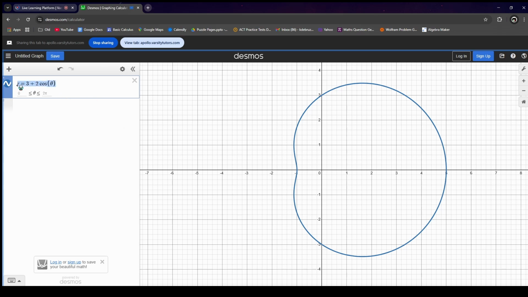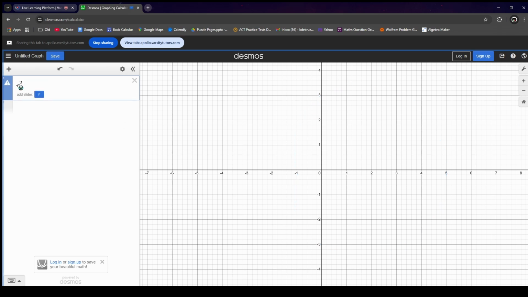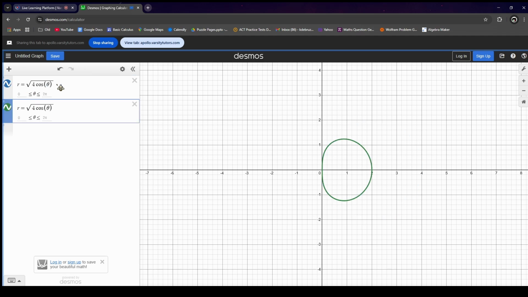If we have r squared is equal to 4 cosine of theta, it won't graph it because it's r squared. Let's see, we would need the minus version. There we go. So imagine these are all one thing. It would be plus or minus. We can kind of get a figure 8 thing going.